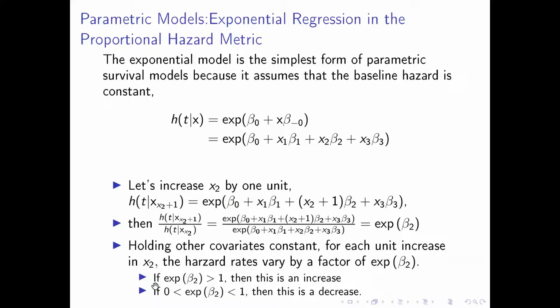But to be more specific, if the exponential function of beta 2 is greater than 1, then this is an increase. So we're going to say, holding other covariates constant, for each unit increase in x2, the hazard rate is going to increase by a factor of e raised to the power of beta 2 if that quantity is greater than 1. Otherwise, if that quantity is bound between 0 and 1, then we're going to say that's a decrease. So we're going to say the hazard rate is going to decrease by a factor of e raised to the power of beta 2.